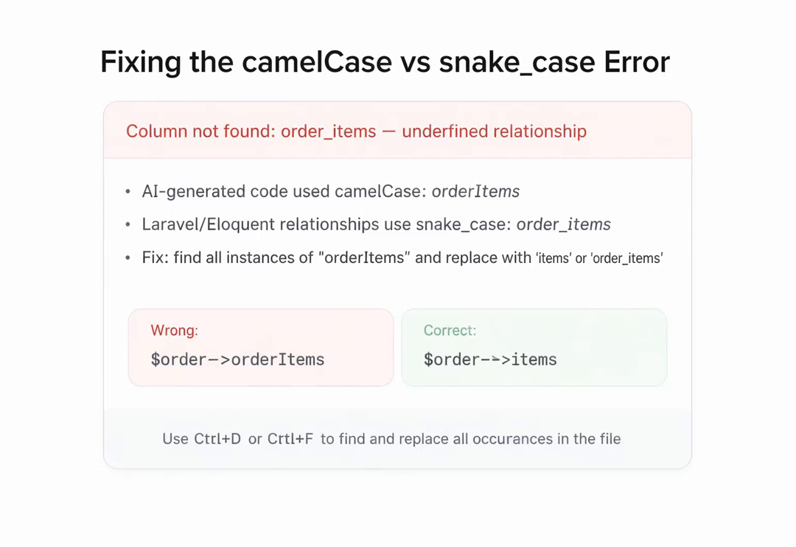immediately. One error that came up when testing the order detail page was a column not found error related to order items. The AI-generated code used camel case, orderItems, but the actual relationship defined in the model uses snake case, or just items. This is a classic naming mismatch. The fix is to use Ctrl+F to find all instances of the wrong name and replace them with the correct one. In this case, items was the correct relationship name. Always double-check that the relationship names in your generated code match what's actually defined in your Eloquent models.